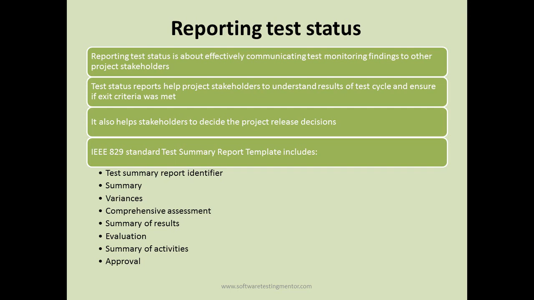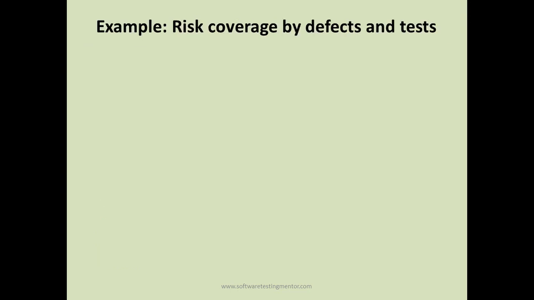But if it's a simple project, then stakeholders might want a single-page summary report which just contains the total number of test cases, how many passed, failed, the number of defects raised, how many were fixed, how many are still in progress, and whether the exit criteria were met or not. So based on certain monitoring findings, you can have a test summary report which suits the project requirements best. But the standard test summary report is the one from IEEE 829. And let's see an example.